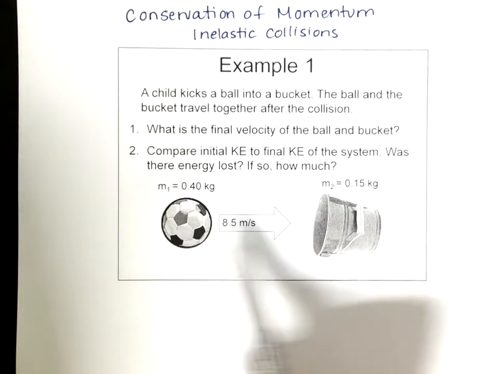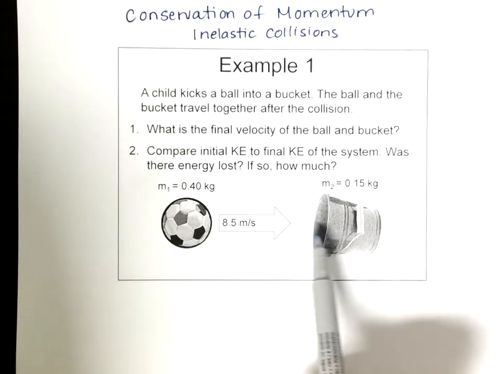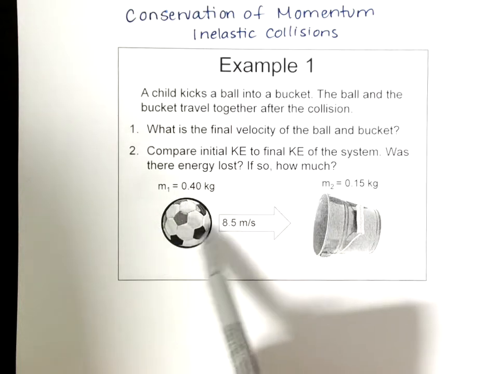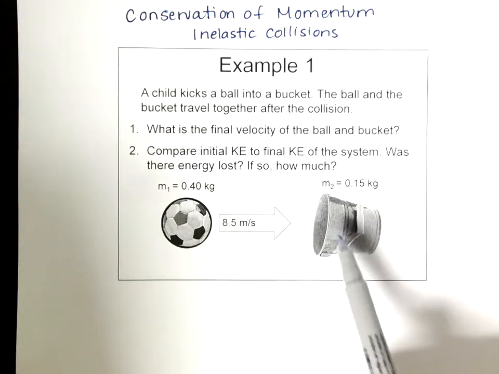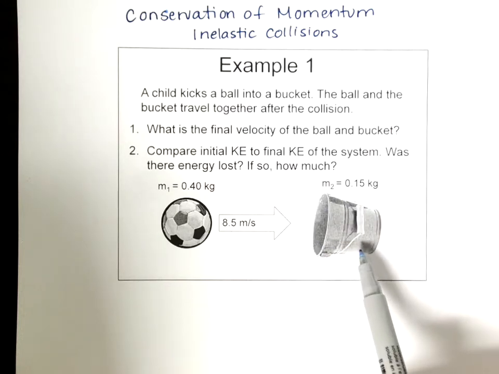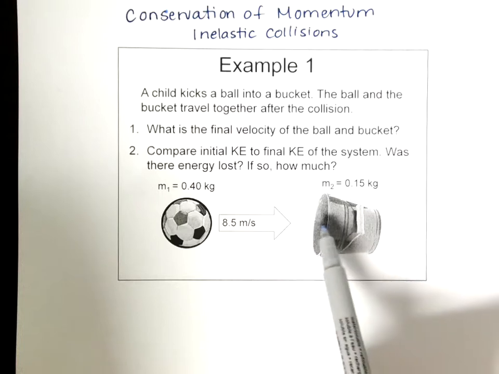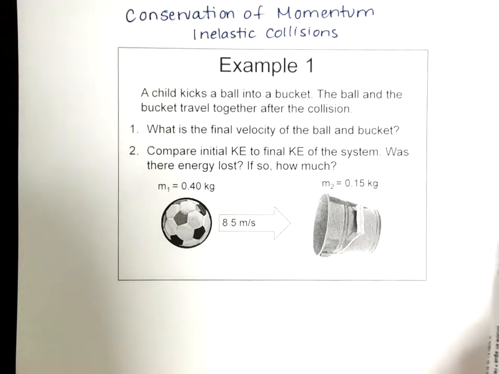So in this scenario, we have a soccer ball that's being kicked into a bucket. They both have momentum initially. This is a positive momentum to the right. This actually has a momentum of 0 because it's at rest, has 0 velocity. But when the ball is kicked into the bucket, they're both going to move off together with the same speed. So they're going to have a momentum combined.